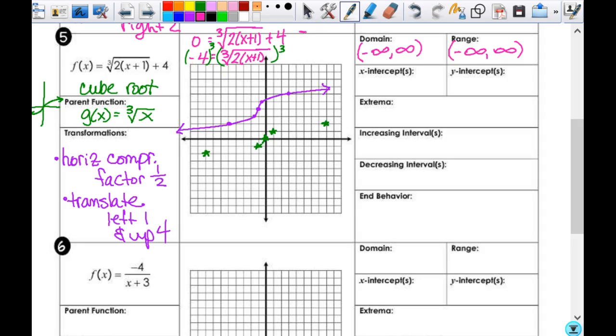So then I got to cube it. 4 times 4 is 16. Then I have to do 16 times 4. Remember, when you multiply by 4, you can double it and double it again. So what's 16 times 2? 32. And then 32 times 2 is 64. Okay, so negative 64 is equal to 2 times x plus 1.